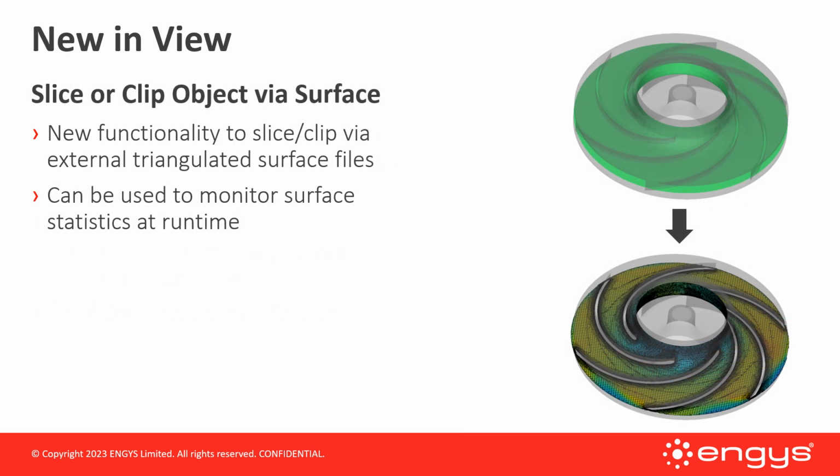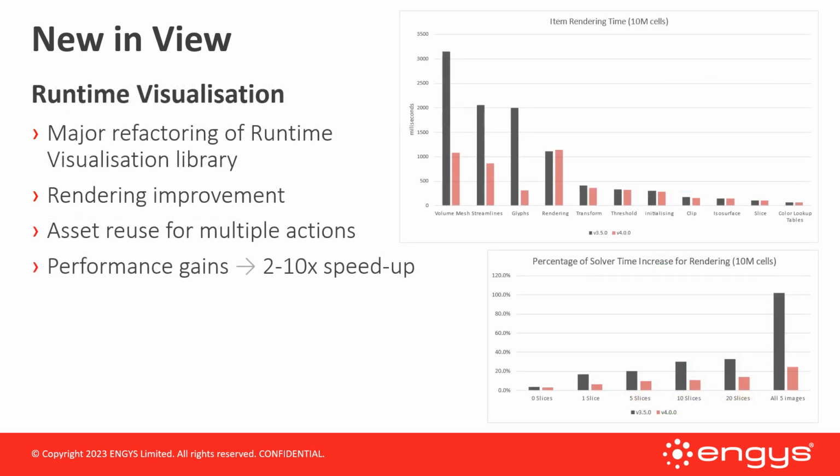We have added the functionality to either slice or clip the domain using an external triangulated geometry file, which can be used, for instance, to monitor surface statistics at runtime. With respect to our runtime visualization tool, which has been introduced in past versions of Elements, we have performed a major refactoring of its library. There are great rendering improvements, and as you can notice in the graphs on the right, performance gains up to 10 times speed up in some cases.